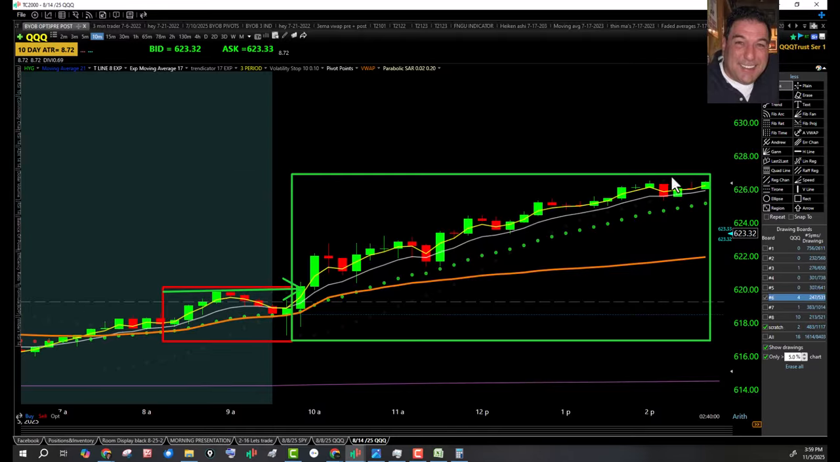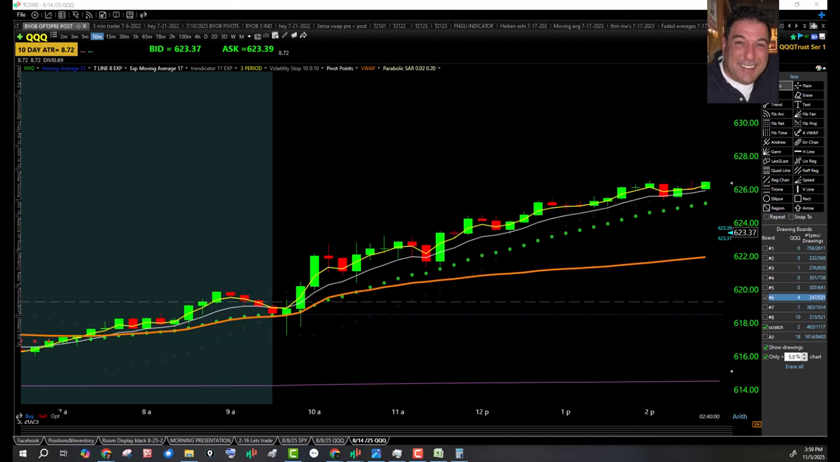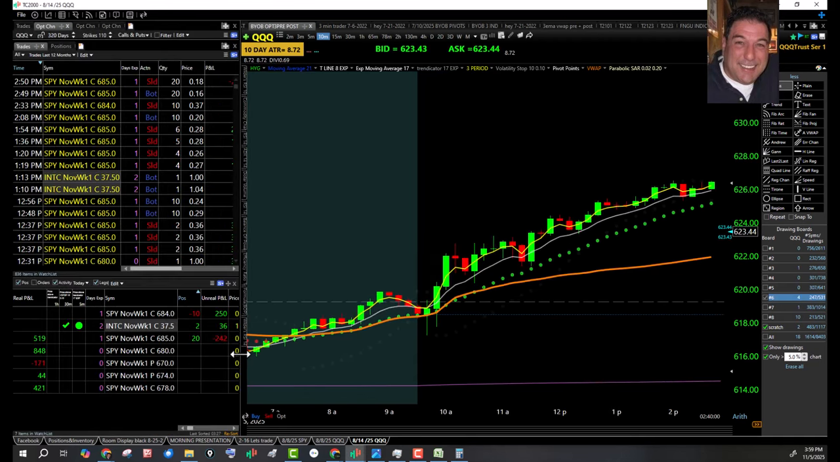So, nice 10-minute uptrend. We traded this up until about 2:30, and then we went flat. And then you can see we're getting a VWAP pullback right now before the close. All right, so that's kind of what we traded today. And let me take this off, and I'll move this over, and you can see what I traded.